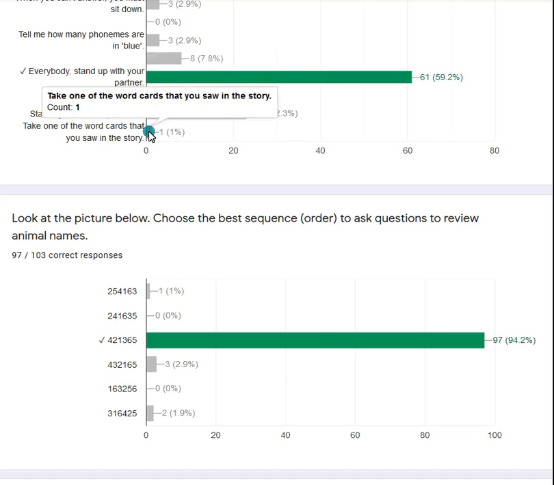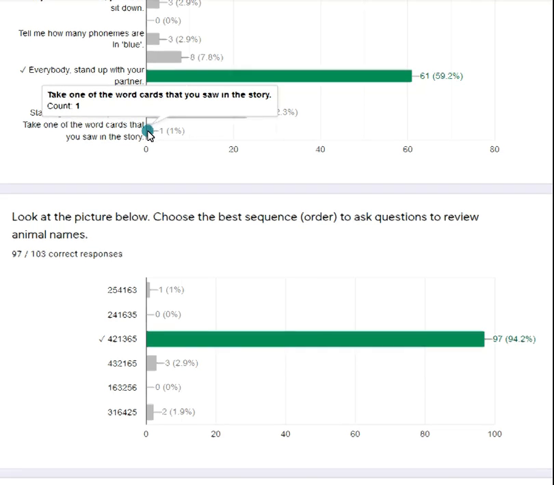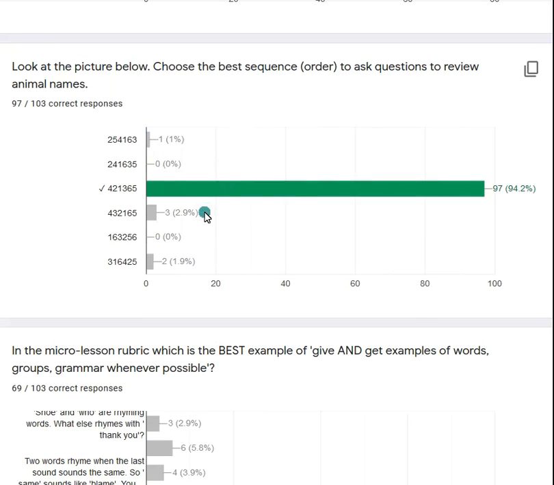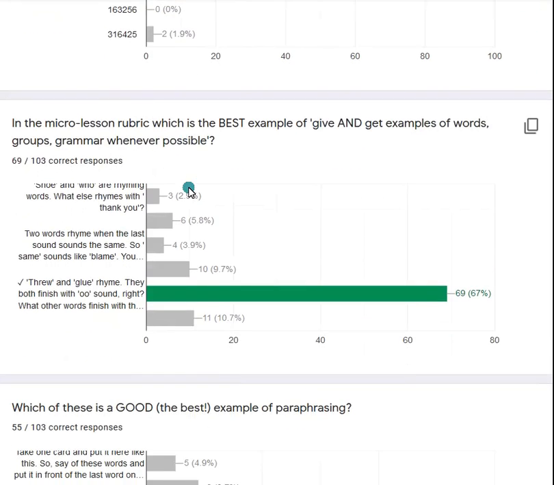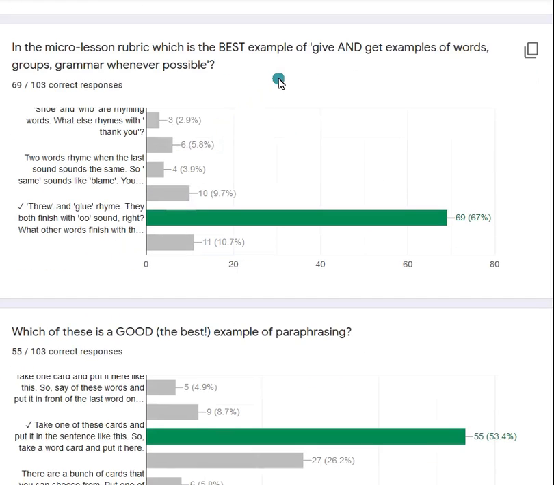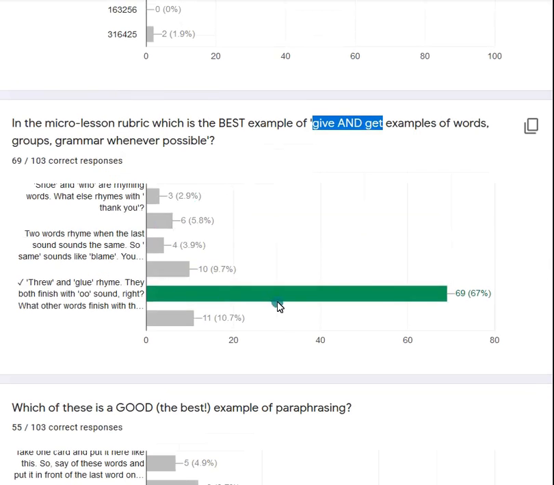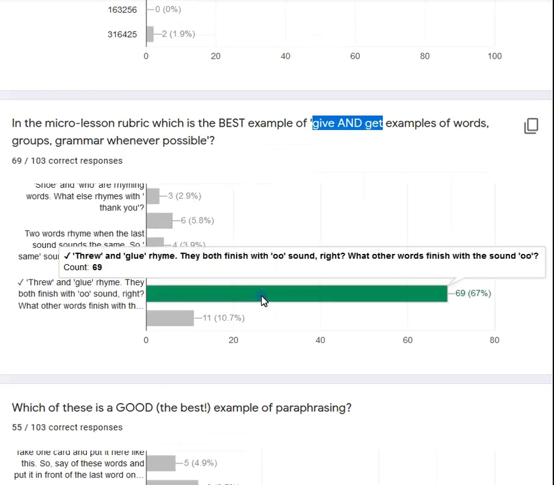This one, using past tense, also wrong. You're trying to use present tense. Okay, now this was the sequence, and most of you got that correct, so I don't need to go over that here right now. This one, best example of give and get, that's the key. Both giving an example and getting an example from students whenever possible. So most of you got that right.